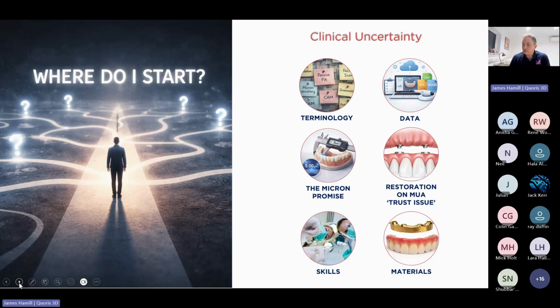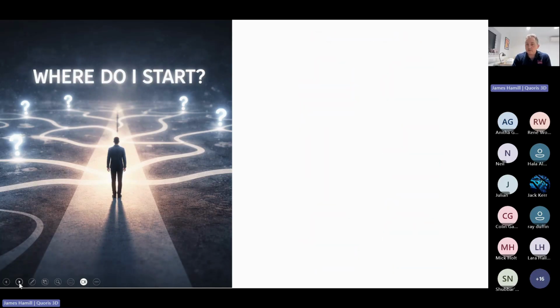And then there are some confusions over the materials used. So am I okay to use monolithic zirconia? Do I need to put a metal bar in it? Do I not need to put a metal bar in it? When do I use certain types of materials? And there are some concerns regarding that. So there's actually a lot of questions that arise from a clinical perspective.